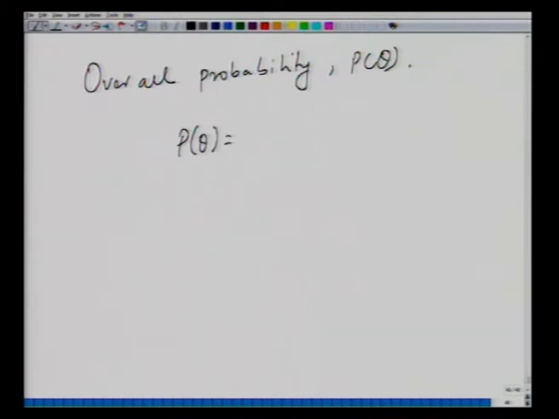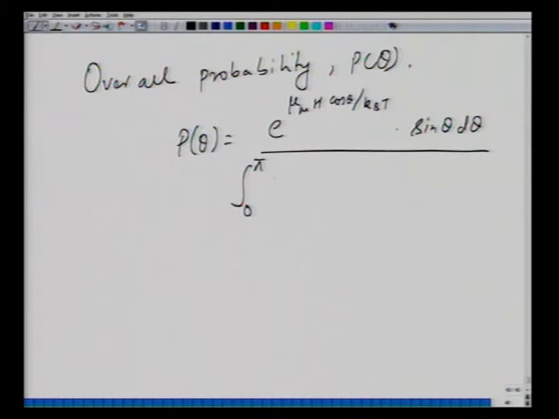So as a result, the overall probability P theta for atoms making an angle between theta and theta plus d theta is given as e to the power mu m H cos theta divided by kBT, times sin theta d theta, divided by the integral from 0 to pi of e to the power mu m H cos theta divided by kBT, sin theta d theta.